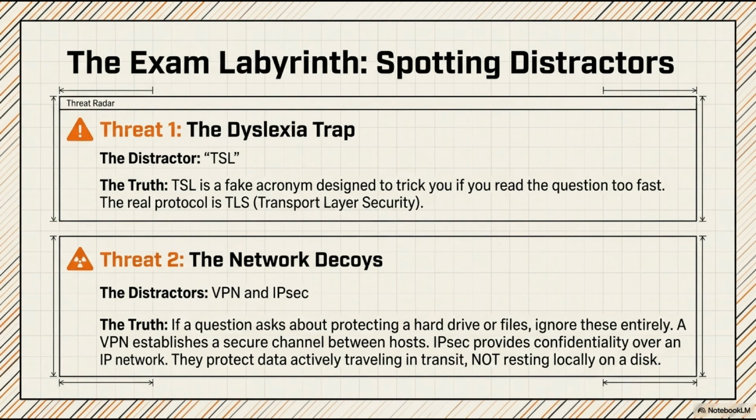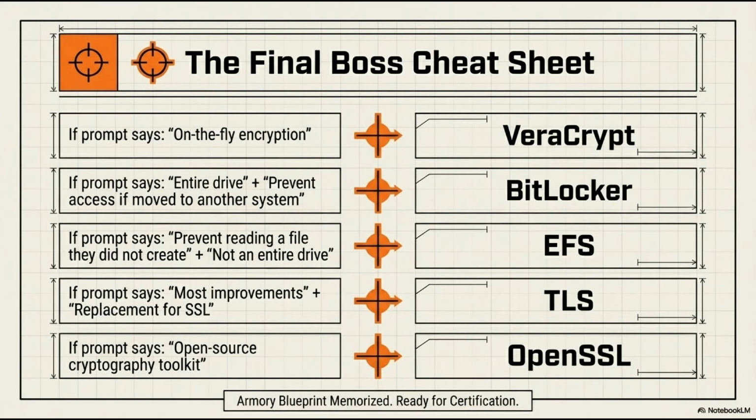Finally, we arrive at slide 11, the final boss cheat sheet. The rapid-fire recap. Let's do a quick volley. I'll read the exact wording from the slide prompt, and you match it to the target tool. Ready? Go. Prompt says, on-the-fly encryption. VeraCrypt. Prompt says, entire drive, prevent access if moved to another system. BitLocker. Prevent reading a file they did not create, not an entire drive. EFS. Most improvements, replacement for SSL. TLS. Open source cryptography toolkit. OpenSSL.